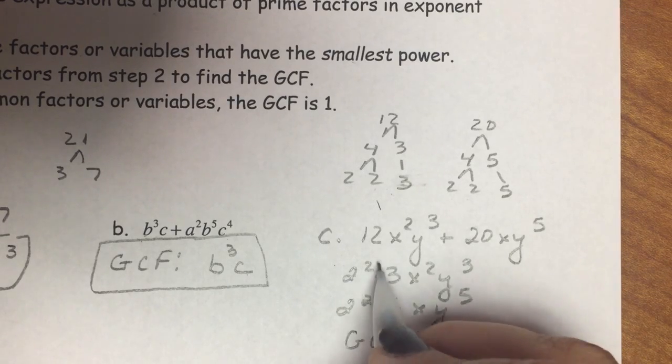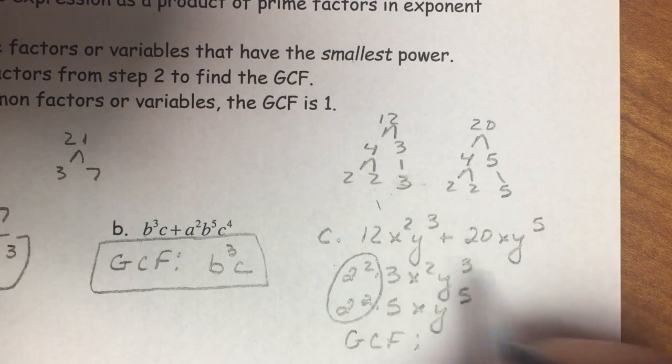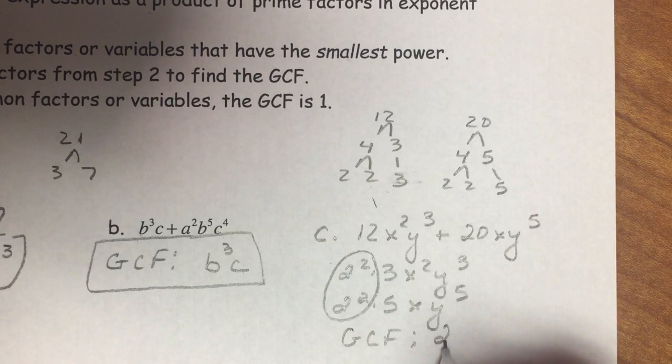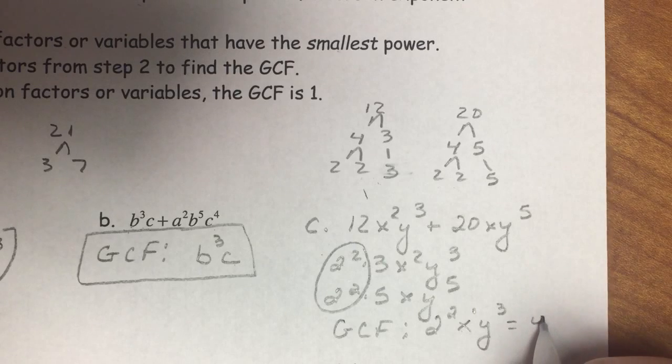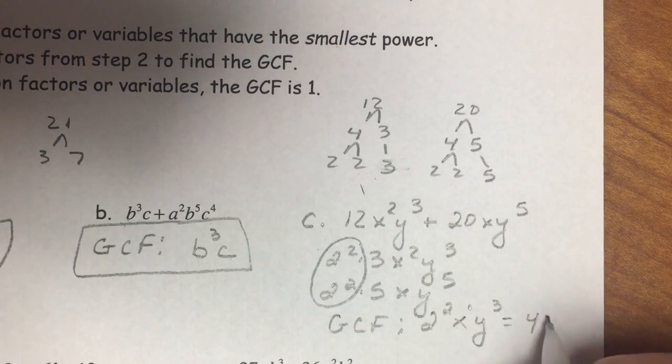what do they have in common? They have the 2 in common, and they actually have 2 squared in common, so it's 2 squared. They have an x in common, and they have a y in common. What's the smallest exponent on an x? Well, that's to the first power. And the smallest exponent on the y is to the third power. So my GCF is 4, because that's what 2 squared is, x, y cubed.